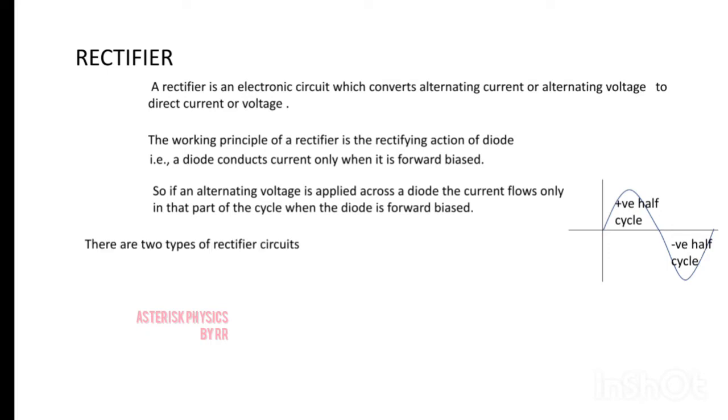Now there are two types of rectifier circuits. They are a half wave rectifier and a full wave rectifier. A half wave rectifier rectifies only half cycle of AC, whereas a full wave rectifier rectifies both the cycles of AC, that is both positive and negative half cycles of AC. Now let us see a half wave rectifier.